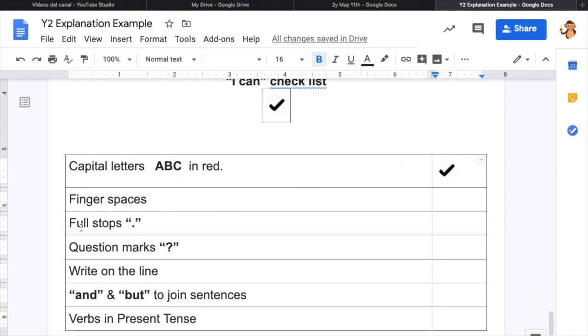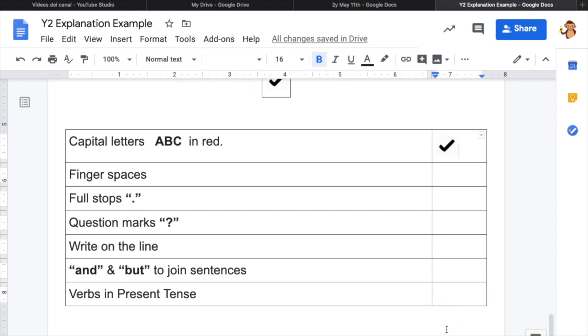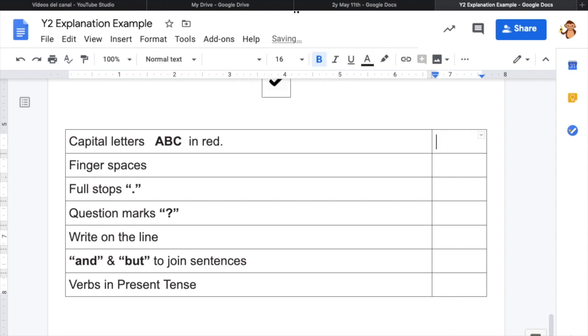Finger spaces, full stops, question marks if you need them. Did you write on the line? Did you use and, or but to join sentences? Are your verbs in present tense? Once you have all of these things ticked, then you're ready to send me your explanation.